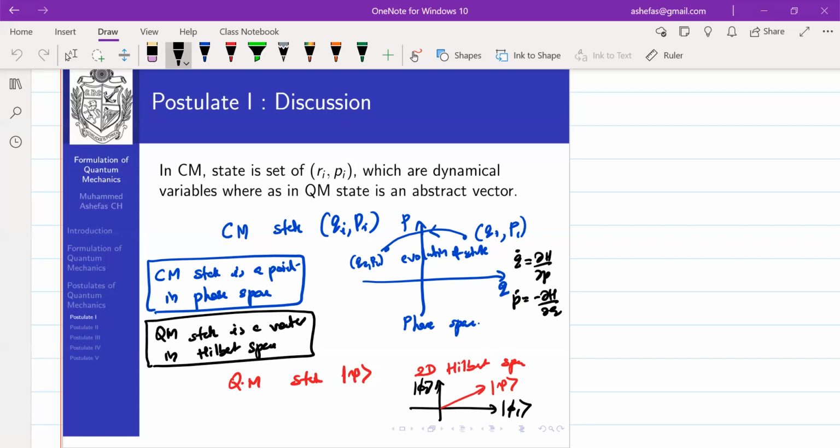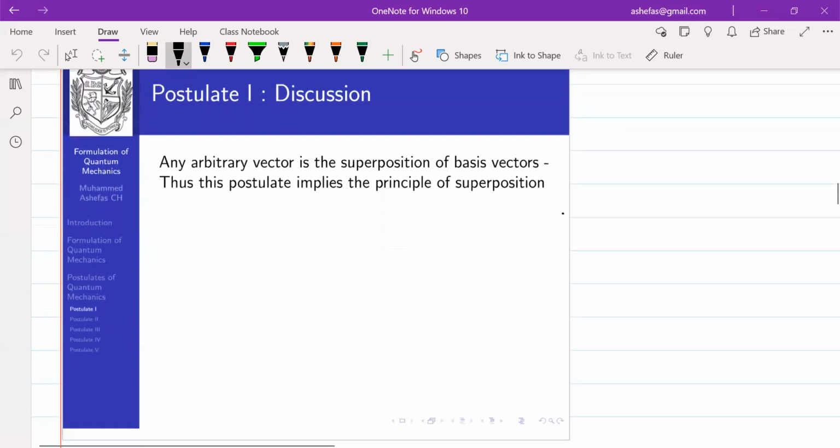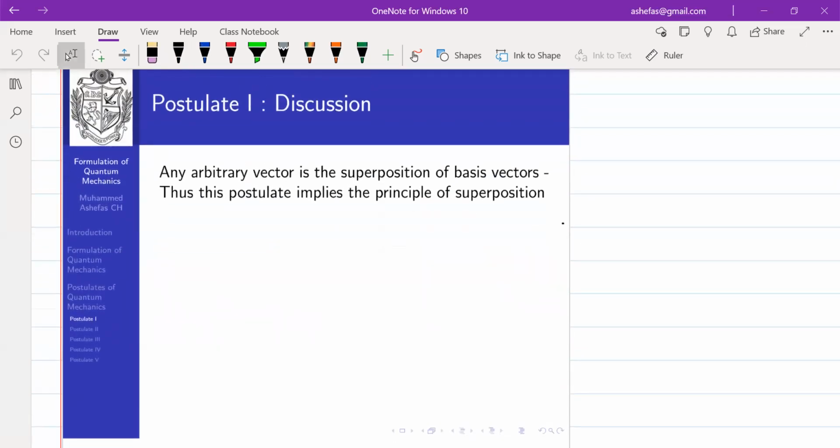That we will answer later. But in classical mechanics, that is well known to us. It is a deterministic science. If you know the present, it is possible to find the future, and it's also possible to find the past. Okay, now any arbitrary state vector, or any arbitrary vector, is a superposition of basis vectors, isn't it?